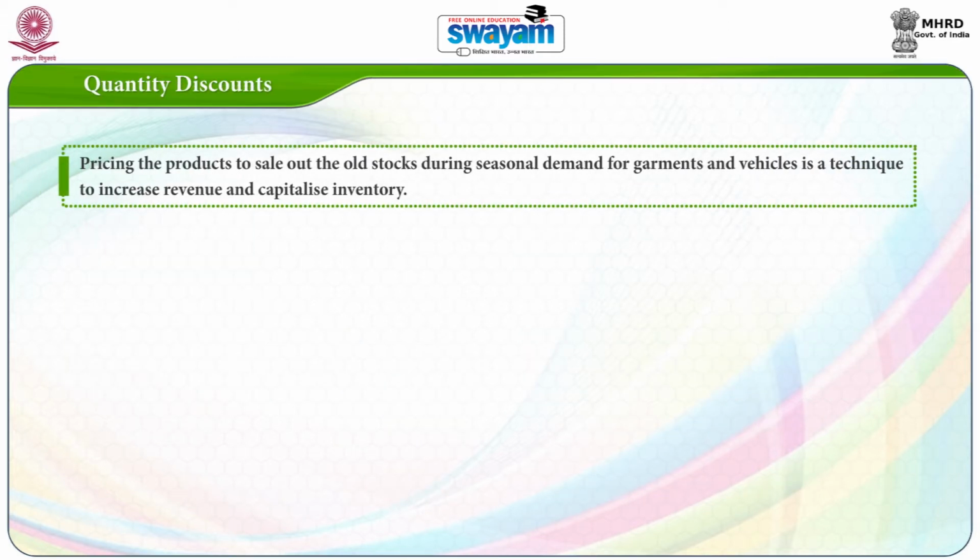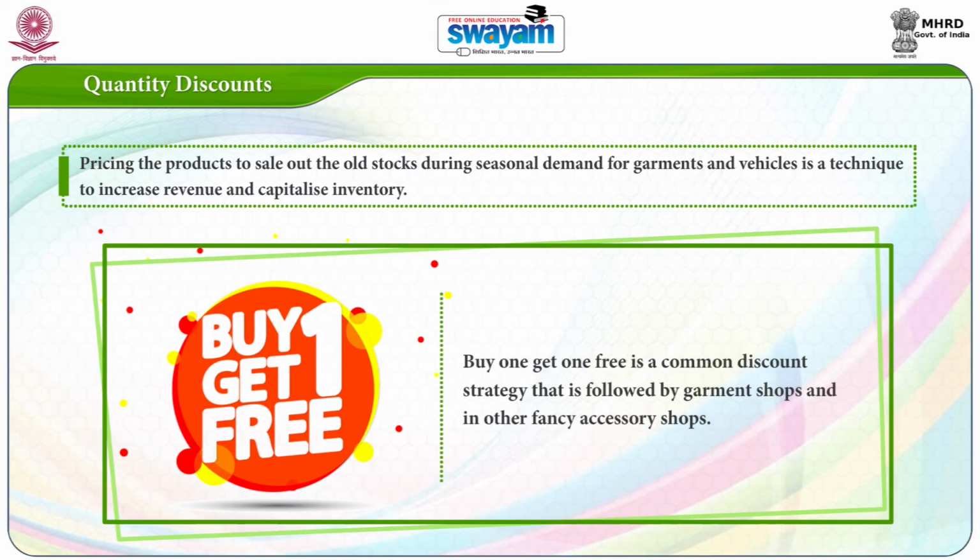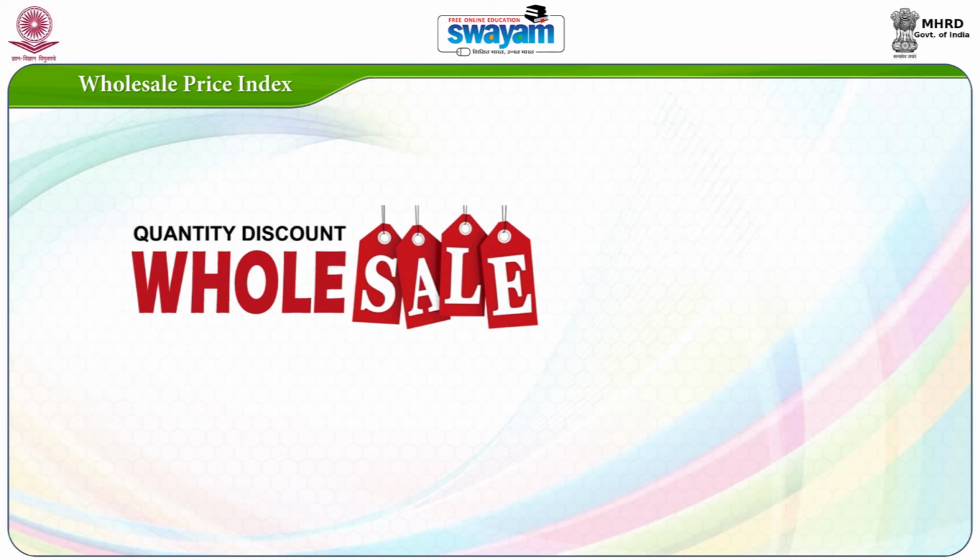Quantity discounts. Pricing the products to sell out the old stocks during seasonal demand for garments and vehicles is a technique to increase revenue and capitalize inventory. Buy one get one free is a common discount strategy that is followed by garment shops and other fancy accessory shops.